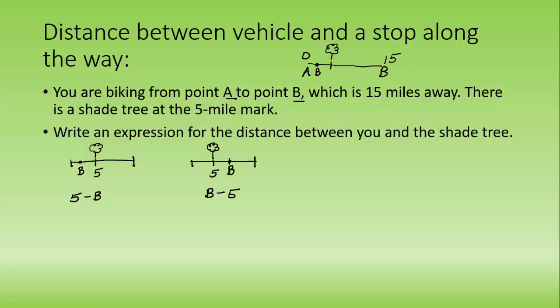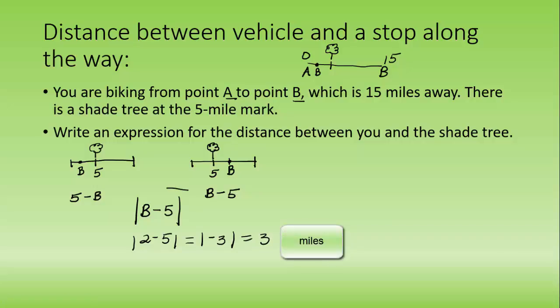Instead of working this out two different ways, we can use absolute value to make sure that the answer comes out positive, no matter what direction you subtract in. So if you don't know where your position is, you can write an expression with the variable minus 5 and put absolute values around it. Now, even if B is a smaller amount than 5, let's say 2, you would get 2 minus 5 is equal to the absolute value of -3, and that's just 3 miles away from the tree. So we use absolute value to make sure that distance is always positive.